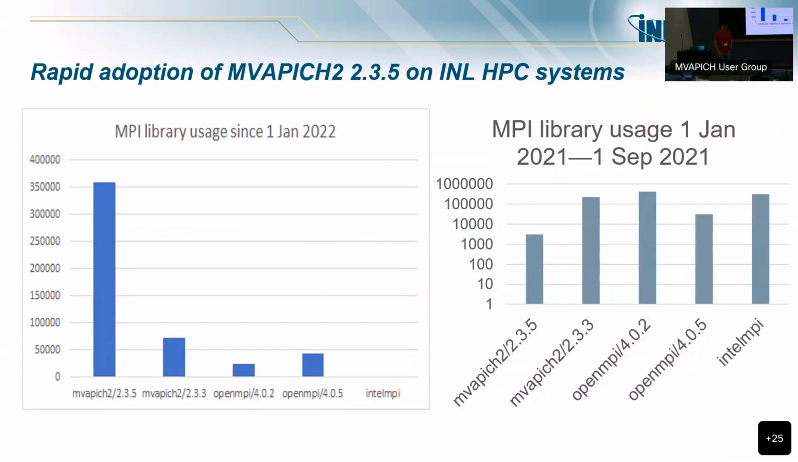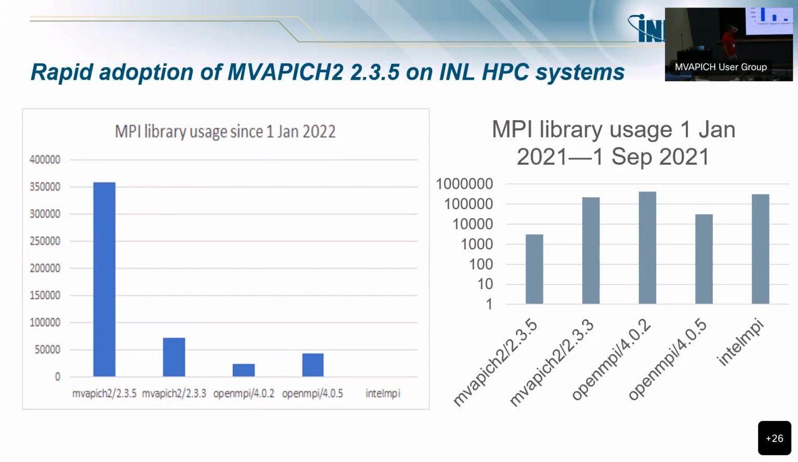The deployment of MVAPICH 2.3.5 was a watershed moment for us. It involves some important patch fixes that Hari helped us with last year and have made a very significant impact. On the right is the slide I showed last year at the MUG meeting, just showing the usage of the MPI libraries. We're seeing the usage from 1st of January 2021 to 1st of September 2021. I went ahead and redid that plot. Didn't use the same font or scale, but gives a basic idea.